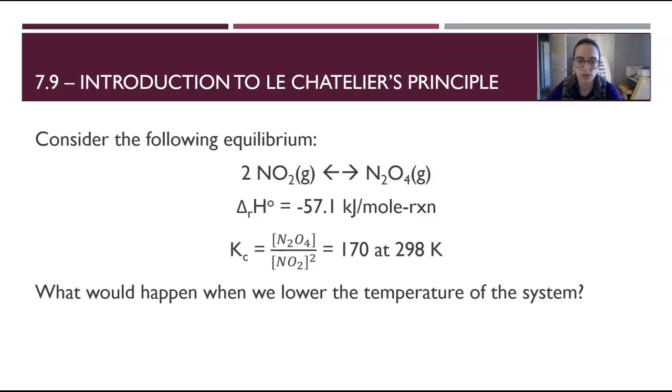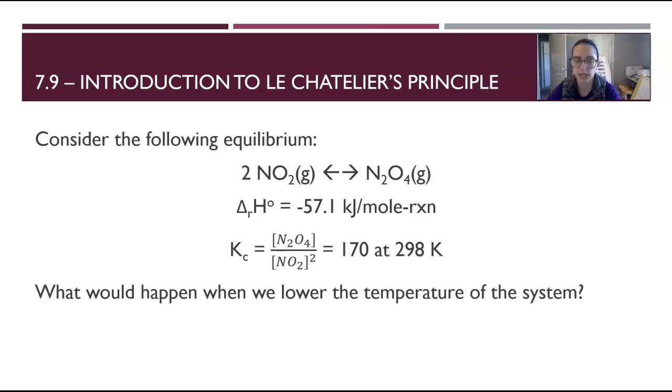But this time I'm also telling you that the enthalpy of reaction is negative 57.1 kilojoules per mole of reaction. So that tells us that this is an exothermic reaction, or we can treat heat as if it's a product because we are producing heat that's then going to leave our system. So if heat is a product, we can imagine writing in plus heat as one of the products next to N2O4. We want to know what would happen if we lower the temperature of the system.